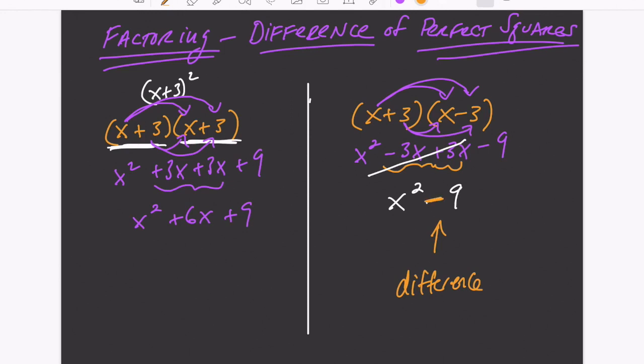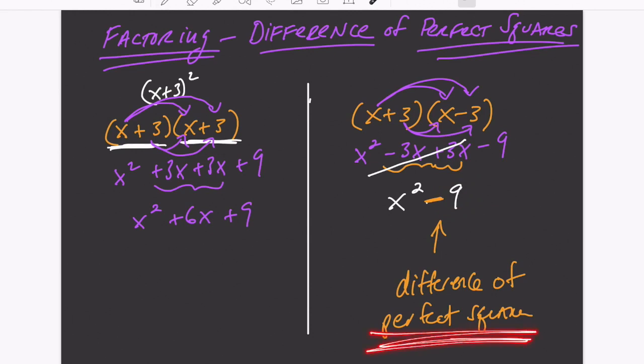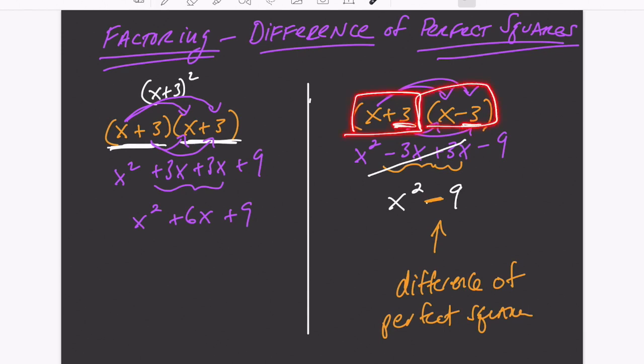Difference just means subtraction of perfect squares. And by perfect squares, we just mean that x times x, x squared, is a perfect square, and 9 is a perfect square because it's 3 times 3. So this is what we're looking out for. And so when we see this pattern, a difference of perfect squares, we can factor it. We know that what we multiplied to get it were two binomials where the numbers were the same, 3 and 3, but the signs were different. The signs were plus and minus.